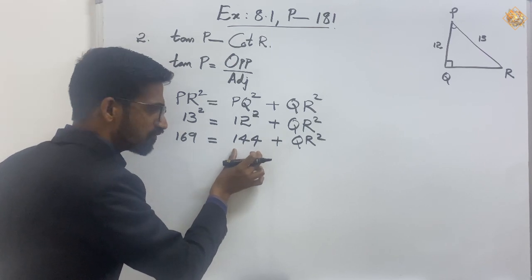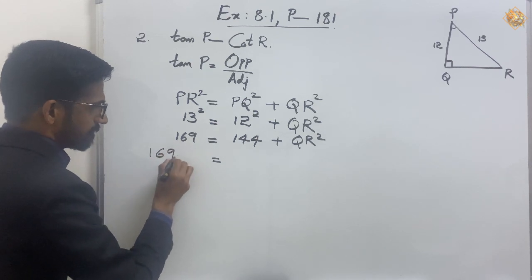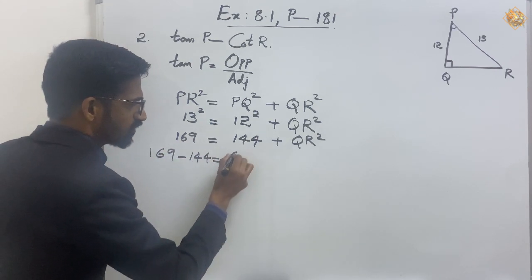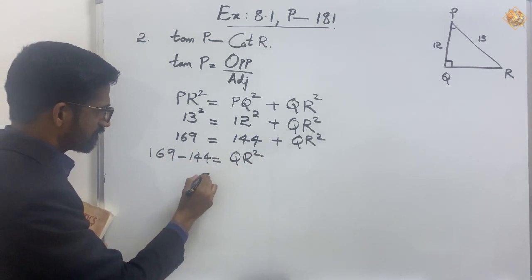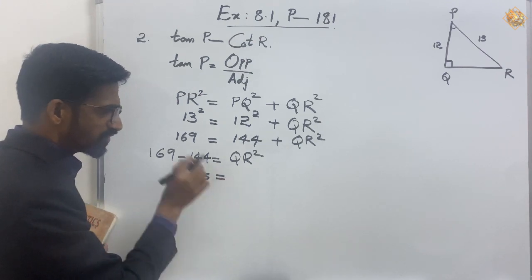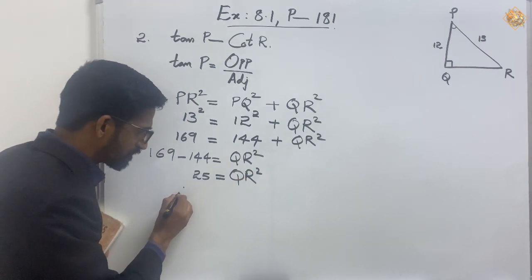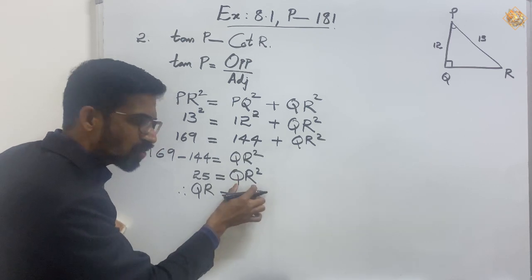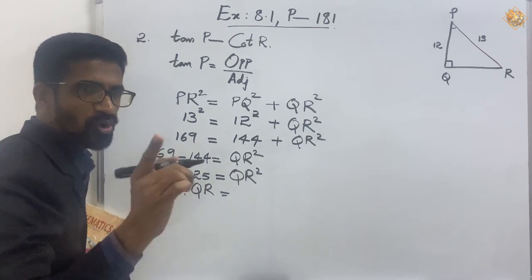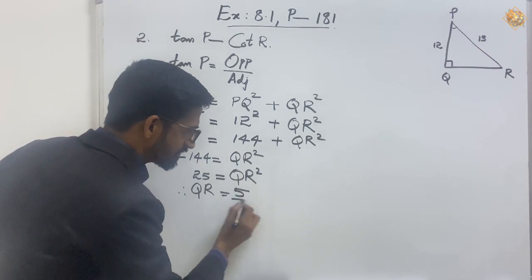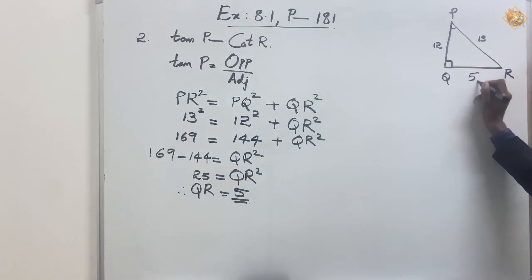Now we will take 144 to the other side, so QR square equals 169 minus 144. When we subtract this we get 25. So QR square equals 25. Therefore, QR will be equal to the square root of 25. What is the square root of 25? That is 5. So now we got the length of QR, that is 5.